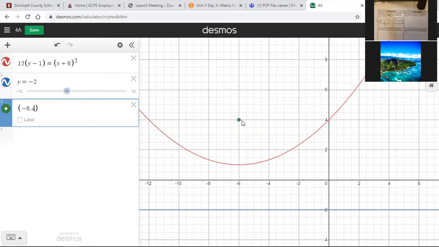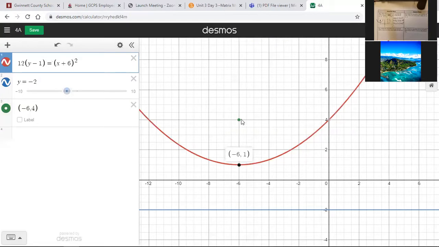So here's our focus up here. Our focus is 1, 2, 3 units, 4 to 1. Here is our vertex at -6, 1. And then if we go 1, 2, 3 units up from the directrix, we get to the parabola. We go 3 units further up, we get to the focus. This point over here would be a great point to check and make sure that I've put my focus at the right place.